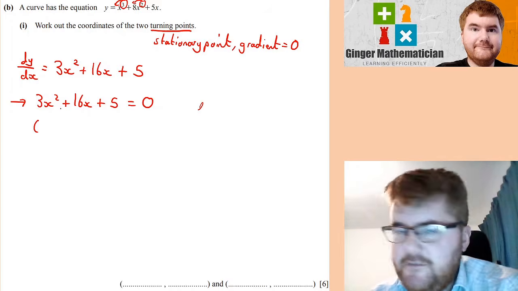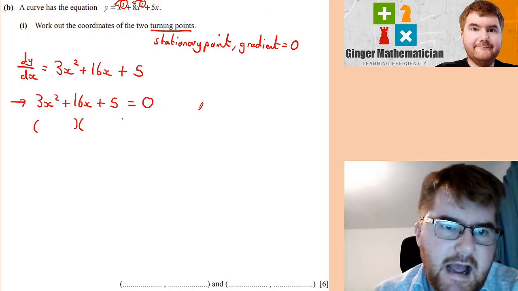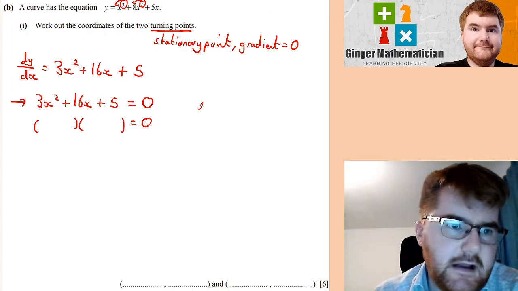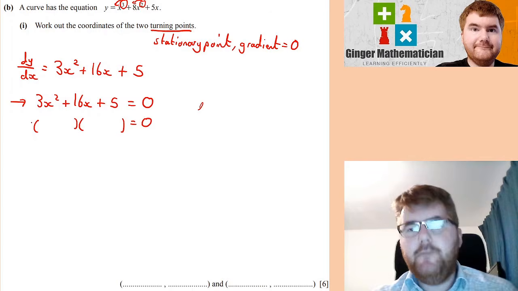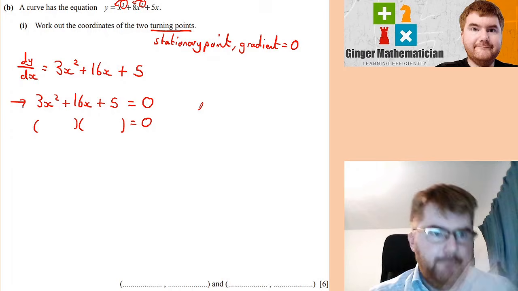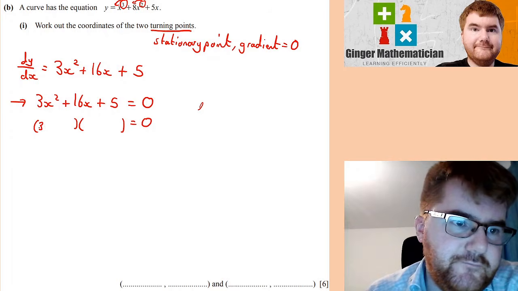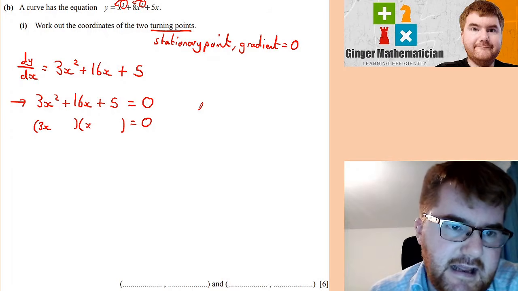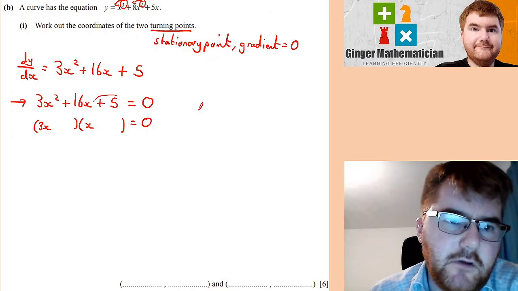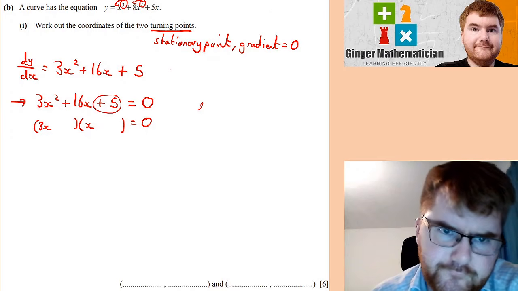And again, you could use the quadratic formula if you're not happy with the factorizing process. But this is something if you want to do more advanced maths at A level or IB, you need to get into the habit of. So we get 3x and x. We want two numbers that multiply to give me 5.